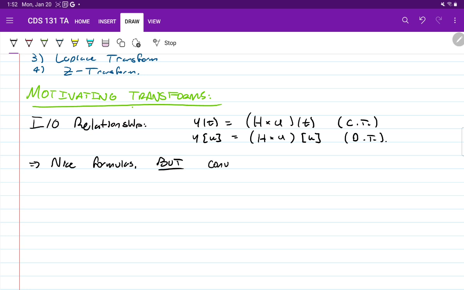but the convolutions involve infinite sums or integrals, okay? And these are still fairly difficult objects to work with, right? They're not exactly transparent, okay? So what we'd like to do now is transform all of our system objects in a way such that this I/O relationship becomes super simple to interpret, right?